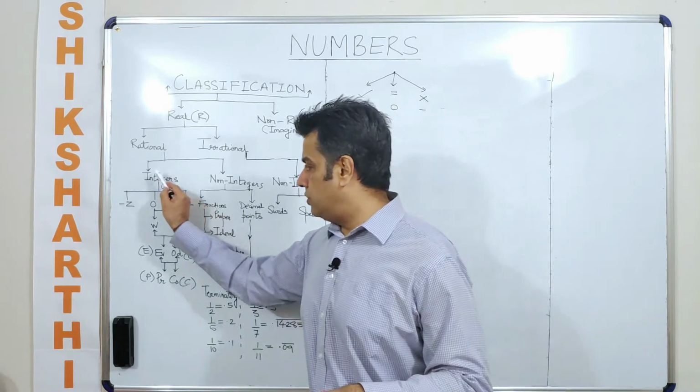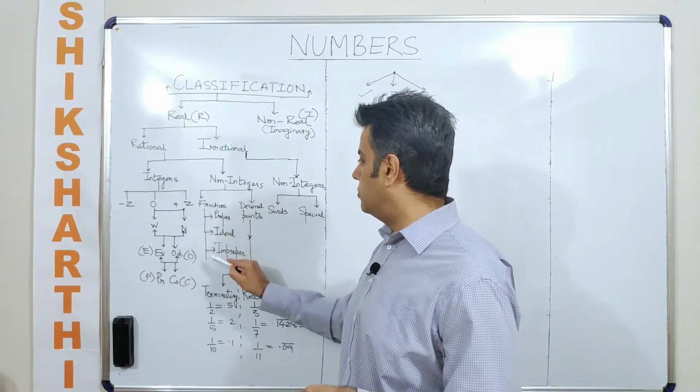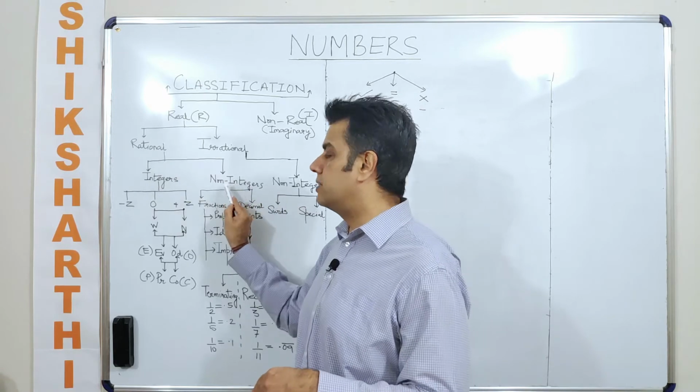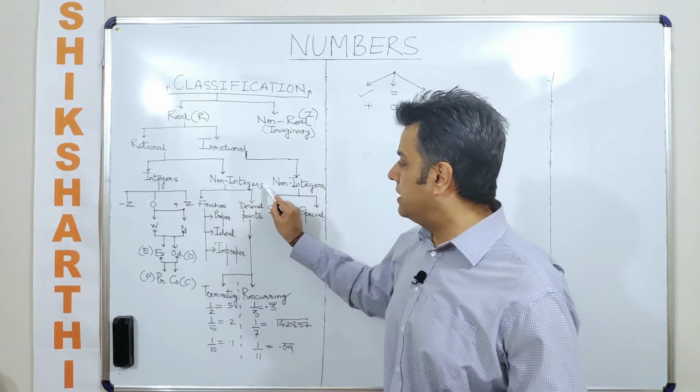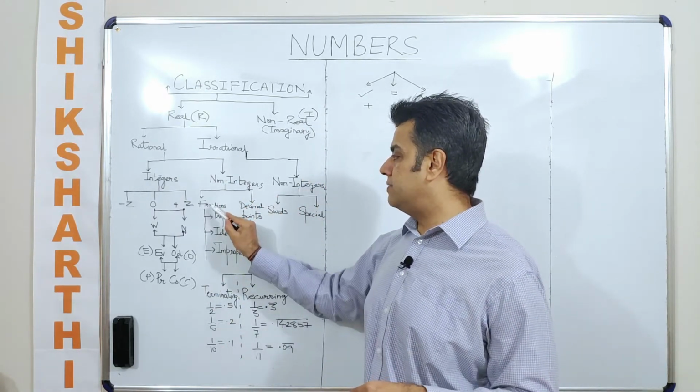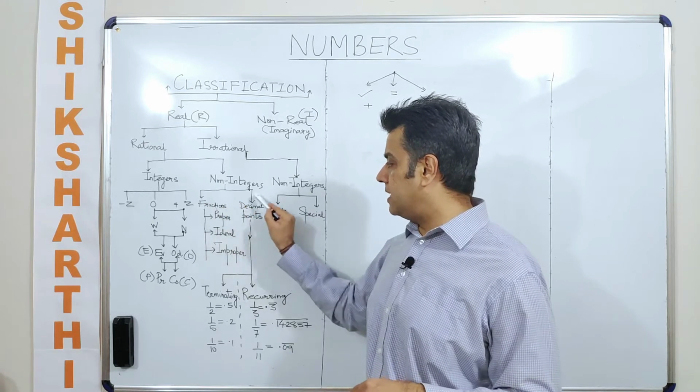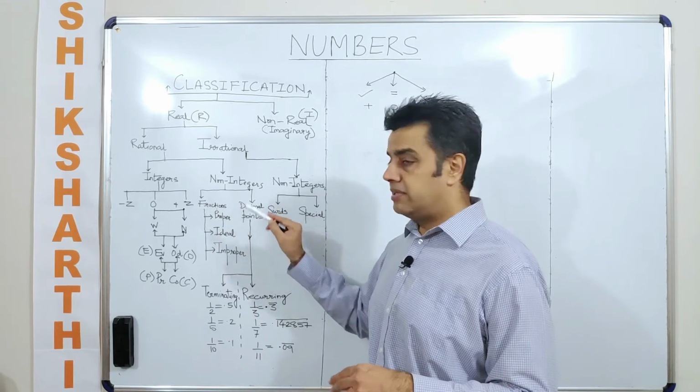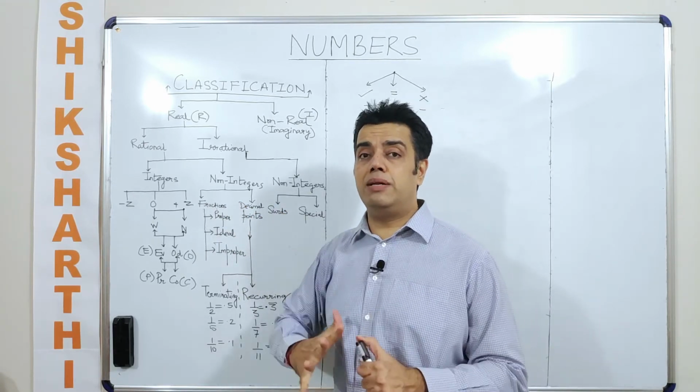Okay, so here we were only talking about integers. Now let us talk about non-integers under the head of rational numbers. So non-integers may be further classified into fractions and decimals. When I say decimals, I am talking about a decimal point.